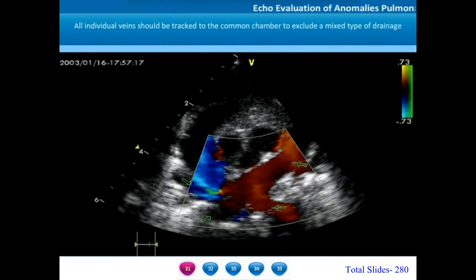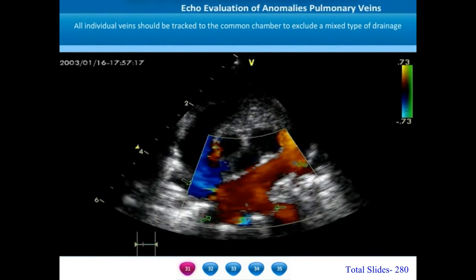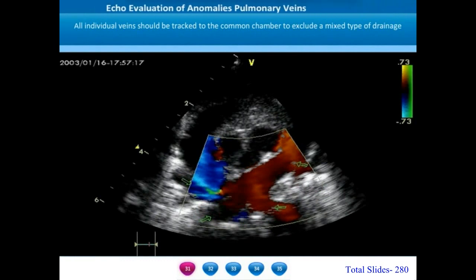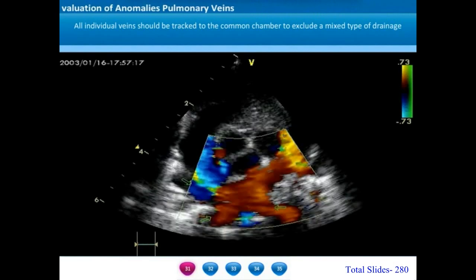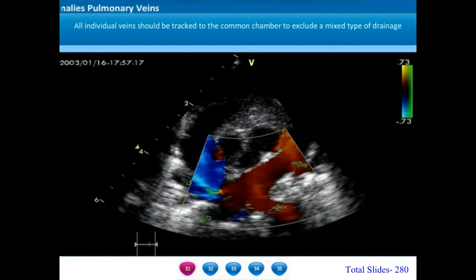In this suprasternal view, all the four individual pulmonary veins are nicely traced. You can see that the right upper pulmonary vein, which is coursing from superior to inferior, is taking a blue hue. Both the lower pulmonary veins, the right and the left, are taking a red color.